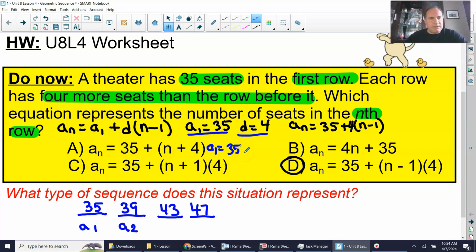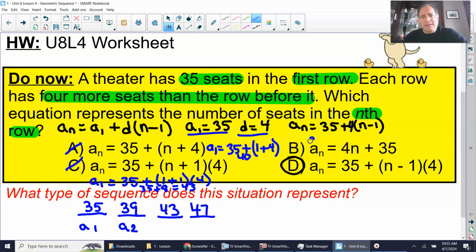I'm just copying down this, plus the n, which is the first row, plus 4. So 35 plus 5 is 40. That is not the first row. It's supposed to be 35 seats in the first row. A sub 1, again, I'm looking for the 35. That is the starting amount, plus the n, which is 1, because that's what I'm looking for. 1 plus 1 is 2 times 4. This whole section here, 2 times 4 is 8. 35 plus 8 is 43. That is not 35.